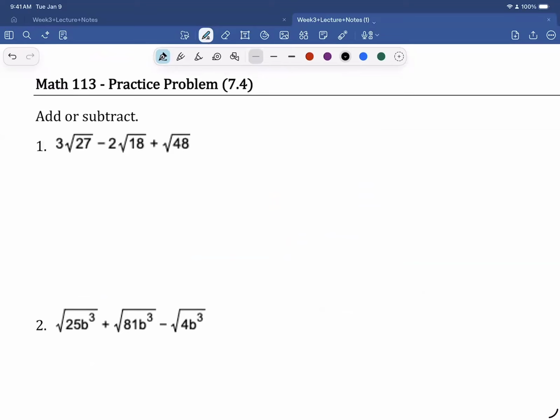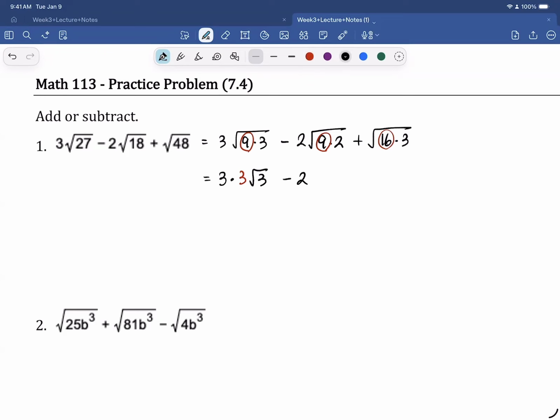3 square root of 27 minus 2 square root of 18 plus square root of 48. So first, I'm going to do 3 and then 9 times 3, okay? And then 2 and then 9 times 2. So one of them must be a perfect square, because it's talking about the square root. And then 48, 16 times 3. So this one, this, and that one is going to be changed because these are the perfect square. So 3 times 3 square root of 3, right?